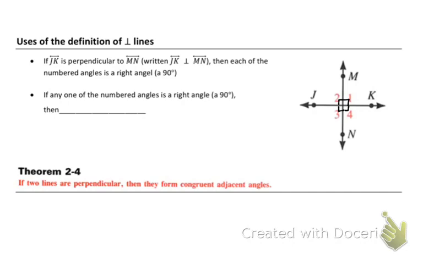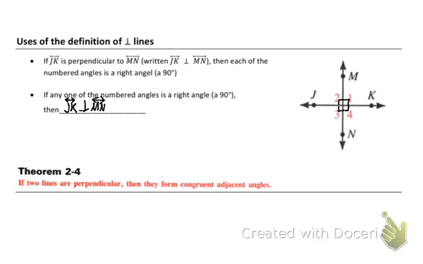All right. If any one numbered angle is a right angle, then, so we're going the other direction. If I tell you that one of these is 90 degrees, then we can say that they're perpendicular. So JK is perpendicular to MN. What that's saying is we can go both directions. If I say they're perpendicular, you can write all 4 of them as right angles. If I'm just given one of them, then I'm allowed to say it's perpendicular. So that's both directions of symbols versus perpendicular.